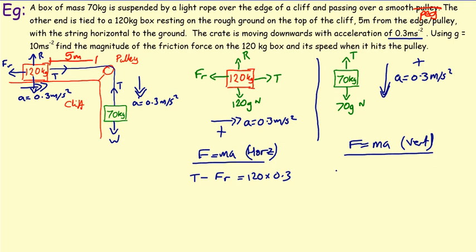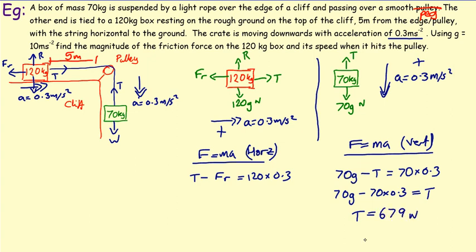Positive, we've got 70G. Negative, going upwards, we've got tension. Mass is 70 times acceleration 0.3. Now this one we can solve. So let's rewrite this as 70G minus 70 times 0.3 equals T. So we're going to get a tension of 679 newtons.